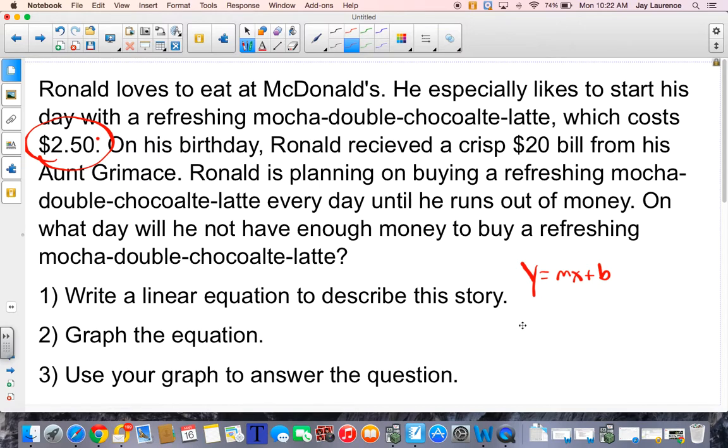Now you've got to be careful because he's spending this money, so it's going to be a negative. So we're going to start off with y equals negative $2.50x. Now, what's the y-intercept? What did he start with? Well, he started with his $20 bill. Yeah, and he has that money in his pocket, so he has $20. So our equation is going to be y equals negative 2.5x plus 20.